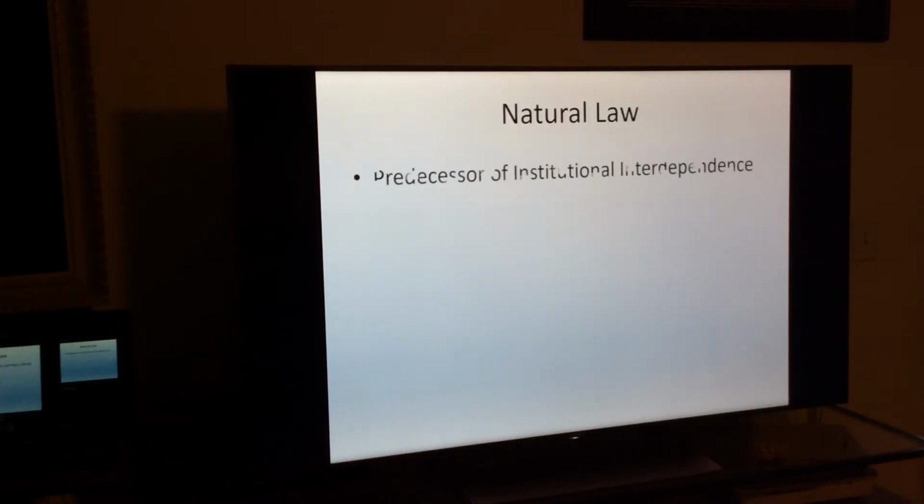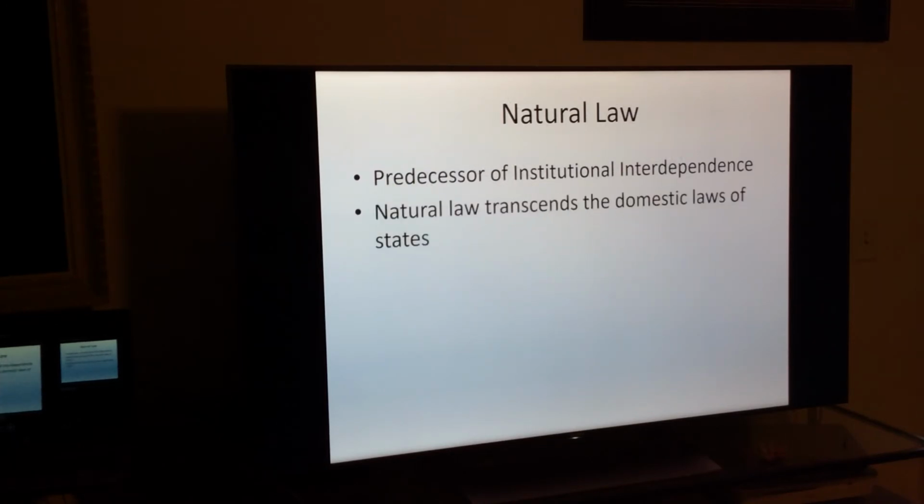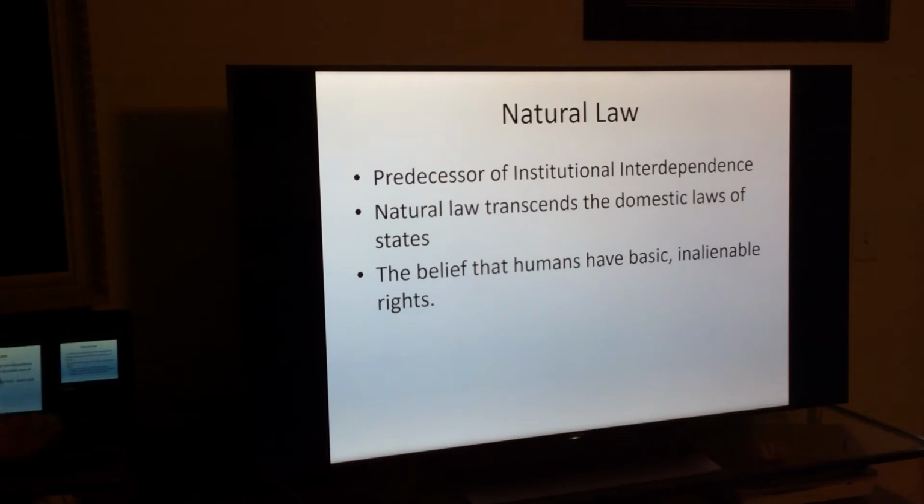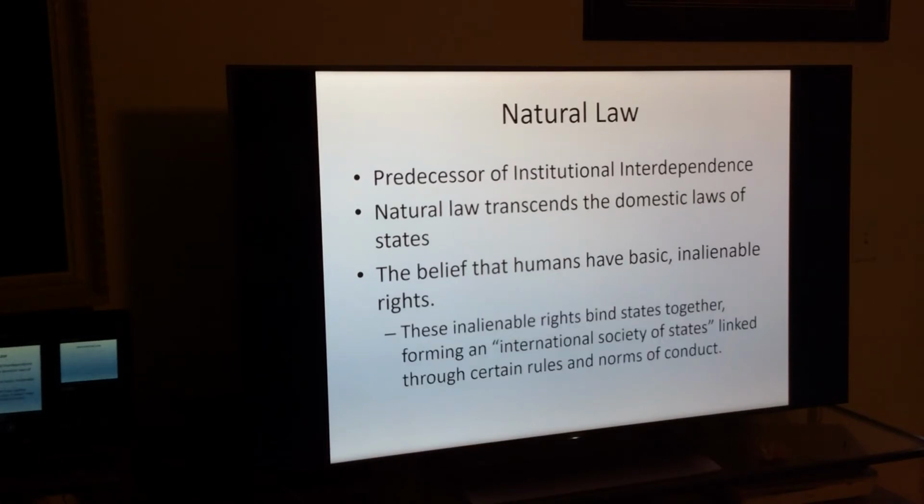So natural law, we talk about this in American government a lot. Natural law transcends the domestic laws of states. It is the belief that humans have basic and inalienable rights, so the right to life. We're all born, so we already have the right to life, liberty, we can freely do what we want, and then pursuit of happiness or property. We are all entitled to property. So all of these rights transcend all nation states. We don't get these rights from nation states, we already get these from nature. So that's why they're natural rights.